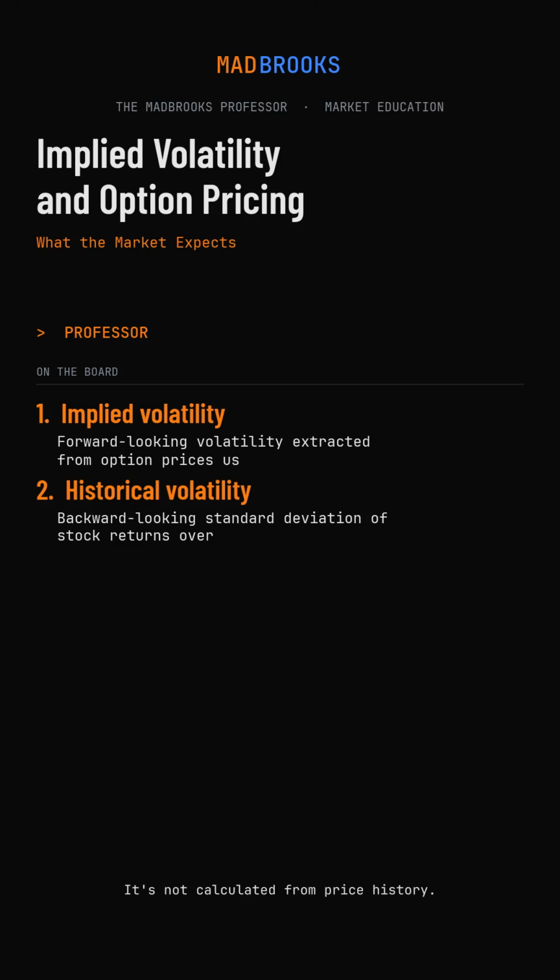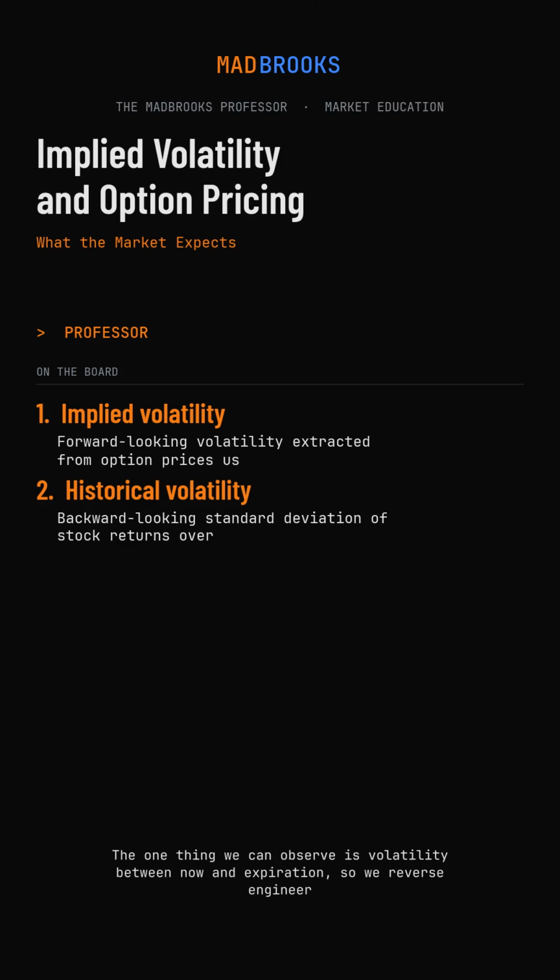Implied volatility works differently. It's not calculated from price history. It's extracted from option prices. When you see an option trading in the market for $3.50, that price embeds an expectation about future volatility. The Black-Scholes model and its variants take inputs we can observe: stock price, strike price, time to expiration, interest rates, dividends. The one thing we can't observe is volatility between now and expiration, so we reverse engineer it. We plug in the option's market price and solve backward for the volatility that makes the model spit out that price. That backing out process gives us implied volatility.